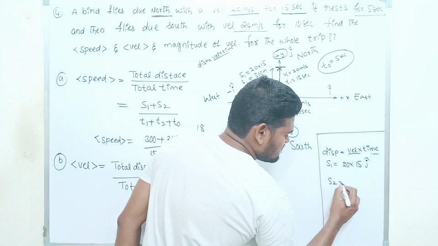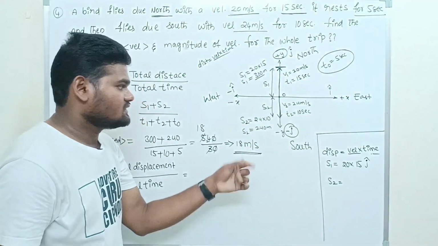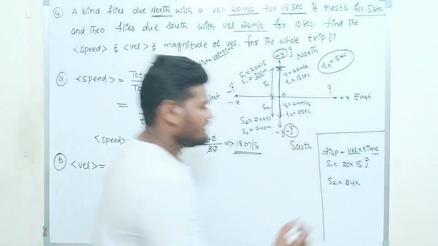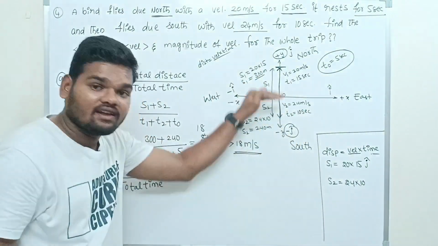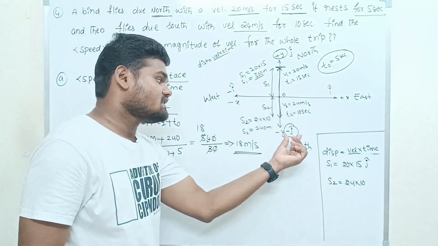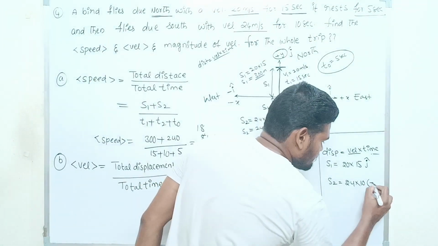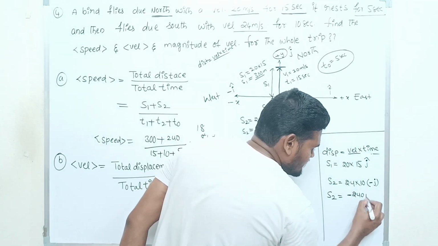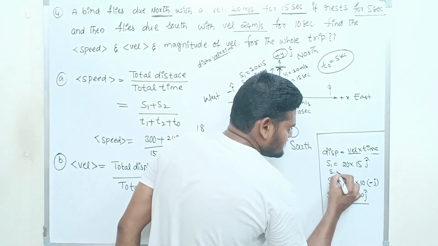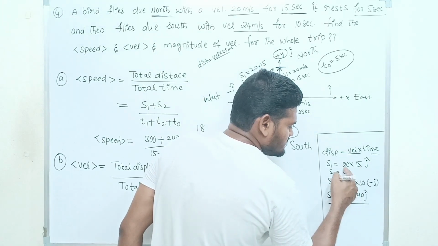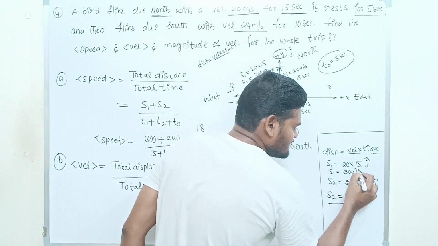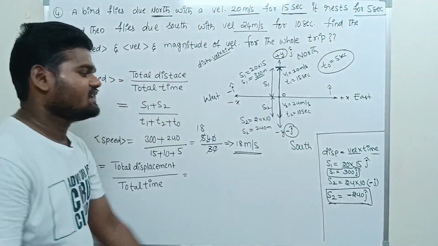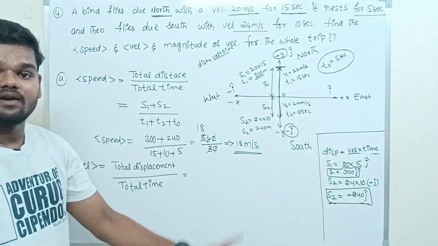So next, S2 in this direction. What is the velocity? 24 meter per second, into what is the time? 10 seconds. In which direction is it moving? Downward direction. In downward direction, what is the unit vector? Minus J cap. Therefore, S2 is equal to minus 240 J cap, and S1 is equal to 20 into 15, 300 J cap. So S1 is 300 J cap, S2 is minus 240 J cap.